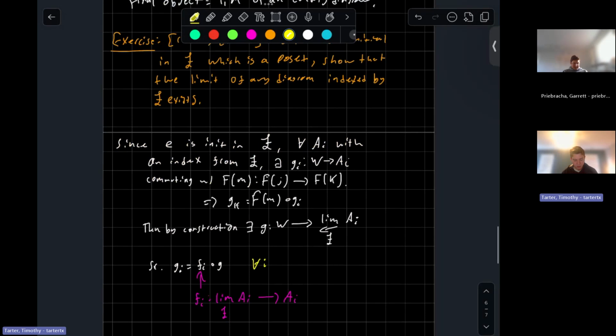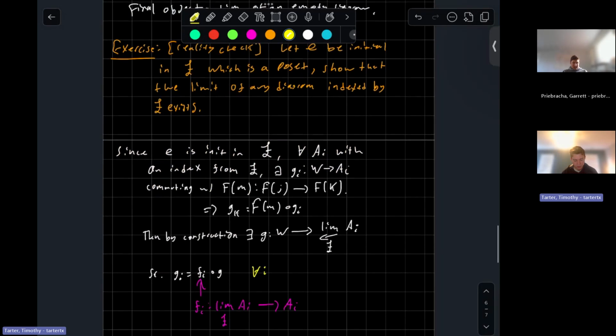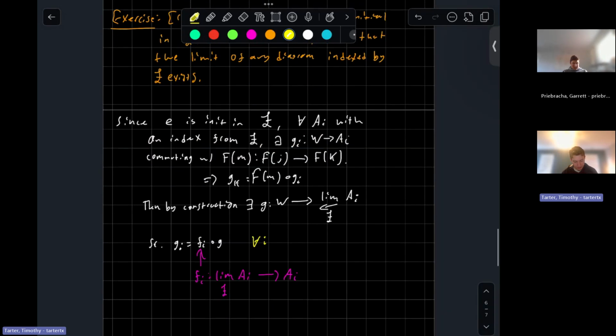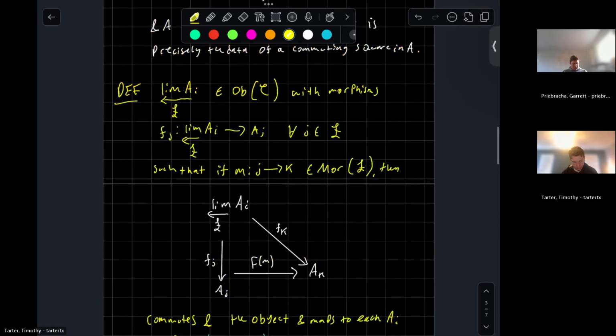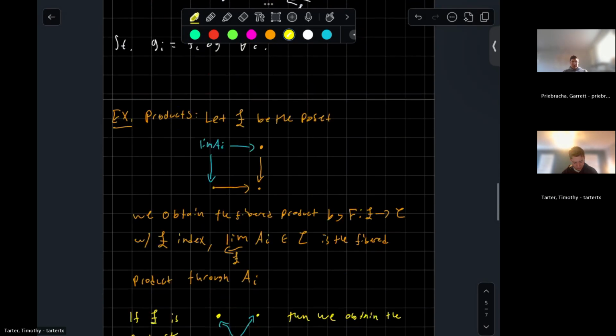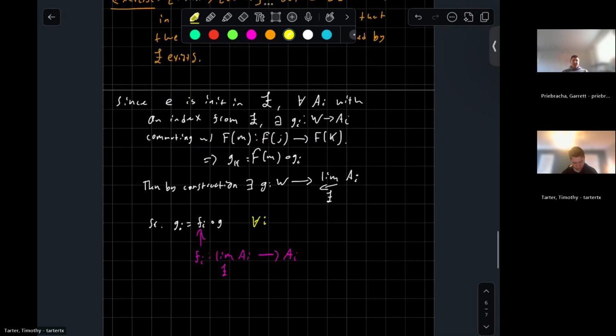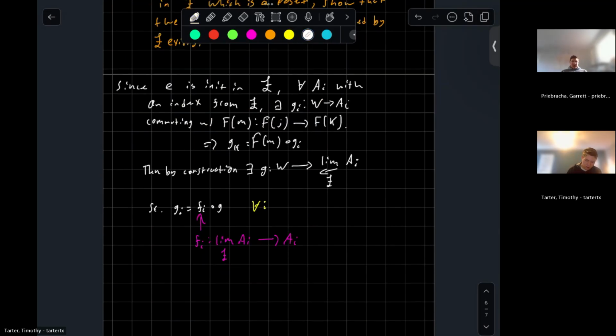And so the thing that makes all of this work is that E is initial, so we're guaranteed the F_I and the G. And then that proves the claim. So honestly, the reality check is not terrible.